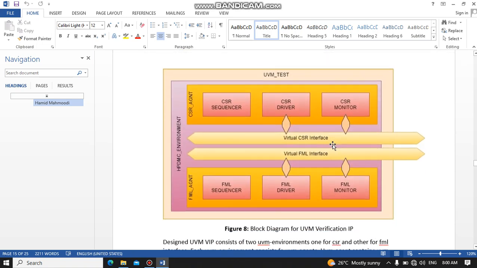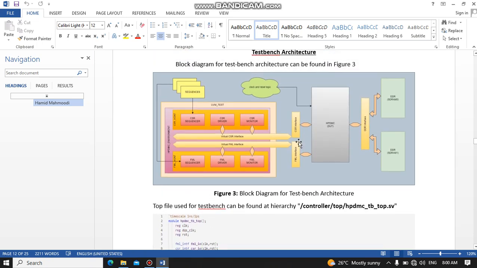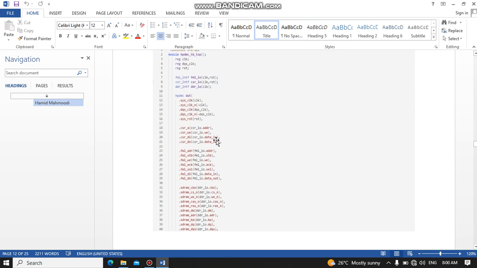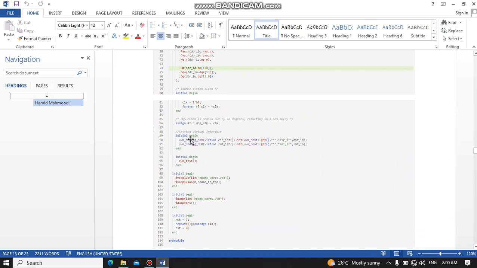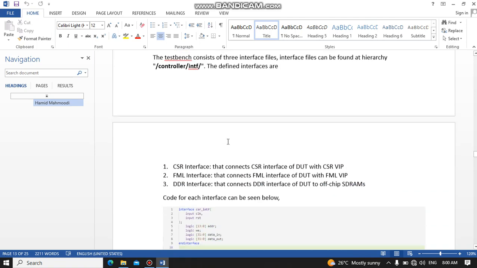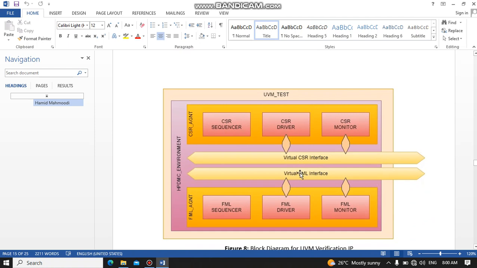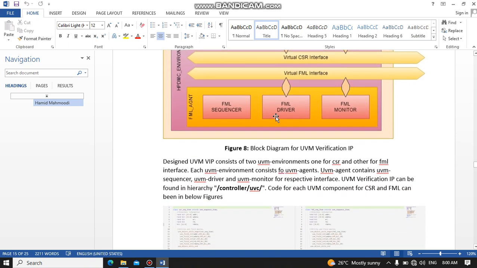So this is a block diagram of our verification IP. The verification IP consists of CSR and FML interfaces that are passed via our testbench top. The interfaces are passed to the verification IP via the testbench top, and we are passing the interfaces here. The interfaces are then connected to drivers and monitors. The driver drives the interface. Both the CSR and FML drivers drive, and the CSR monitor and FML monitor monitor the interface. Here is a sequencer that is used to drive a sequence over to the driver.